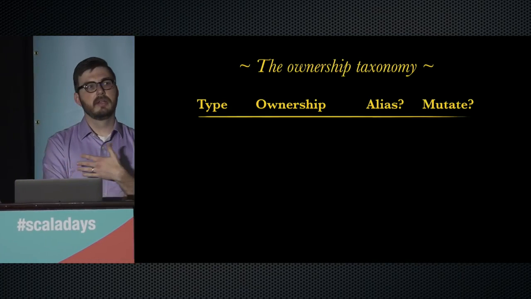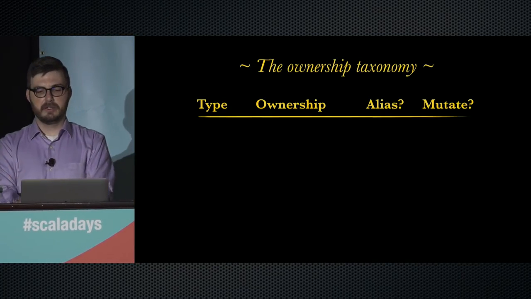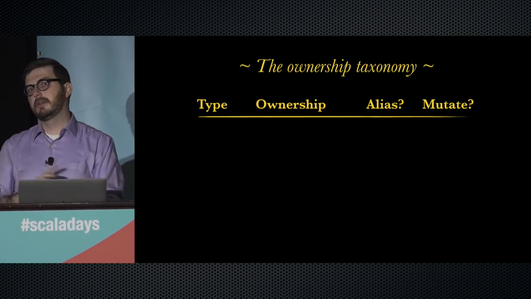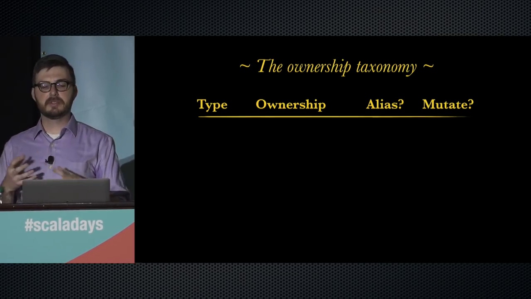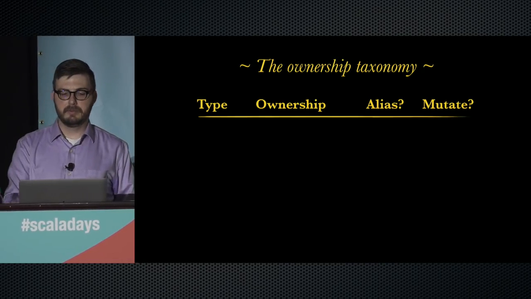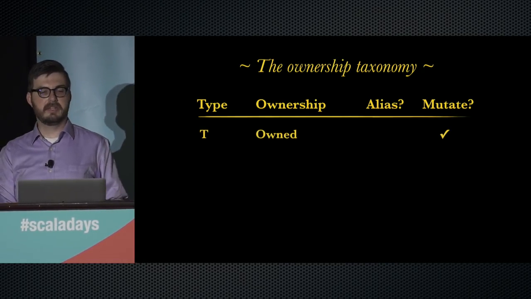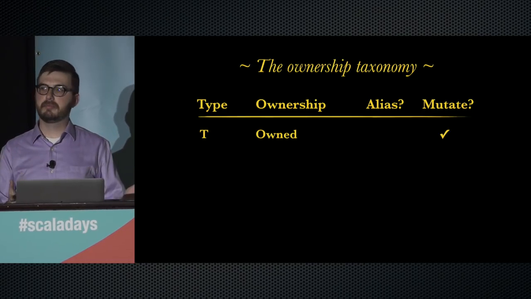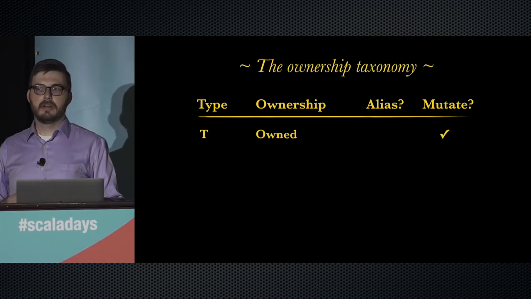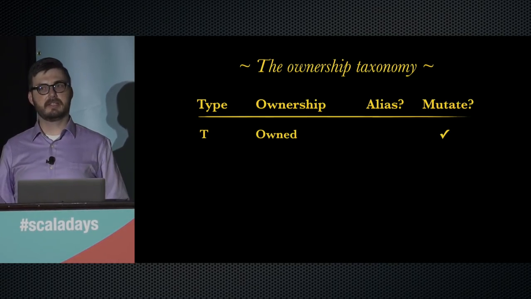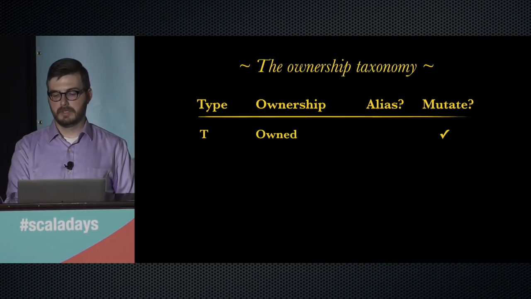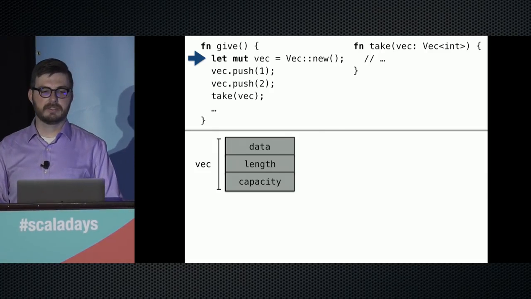OK, so let me step through each of those points in a little bit more detail. And in each case, we're going to be solving this problem of aliasing and mutation in one way or another. So let me start with owned data, which is if you just pass a type normally, it's owned. Ownership allows mutation, but it doesn't allow aliasing. It's a unique thing. I own the vector, no one else does. OK, so let me show you in code what that actually looks like.